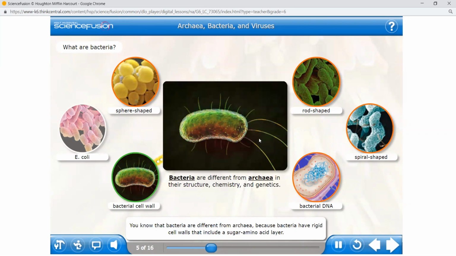You know that bacteria are different from archaea. Yesterday I told you about these hair-like structures coming out, which help them to move. What are these called? Flagella. Remember, these are flagella which help bacteria to move. Even archaea have these flagella which help them to move. Bacteria have rigid cell walls that include a sugar amino acid layer. Bacteria also have different enzymes, and the DNA of archaea and bacteria differ considerably.